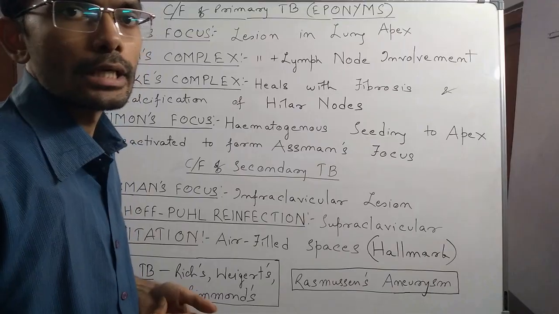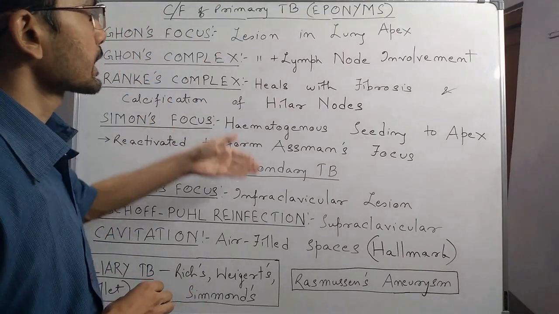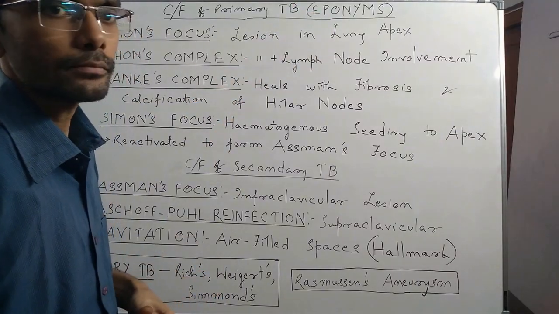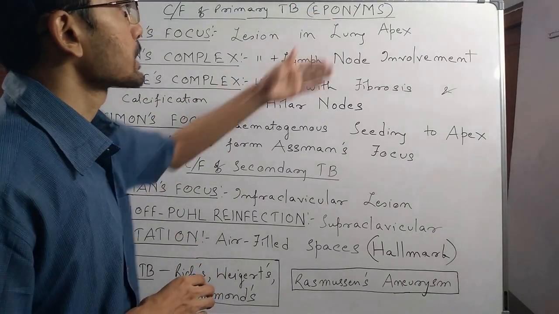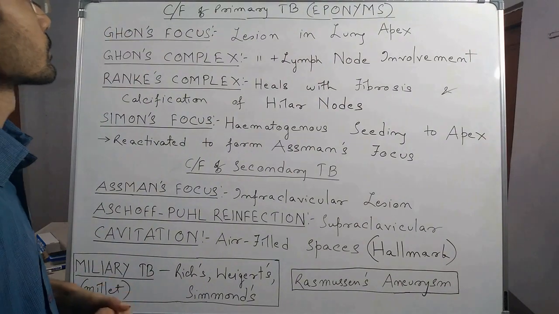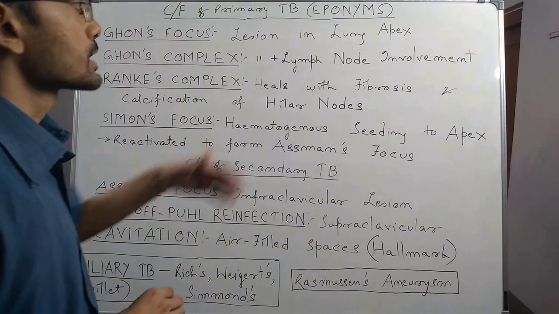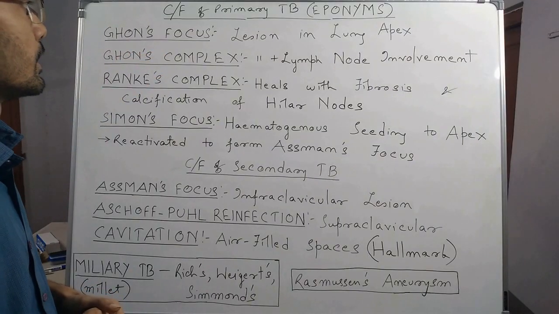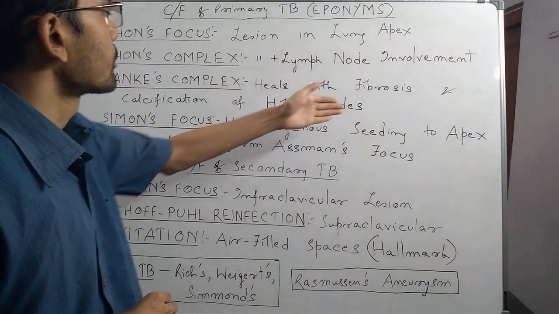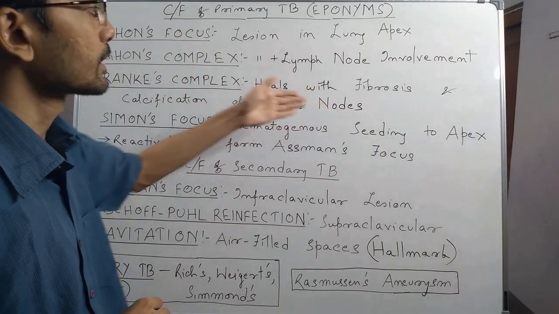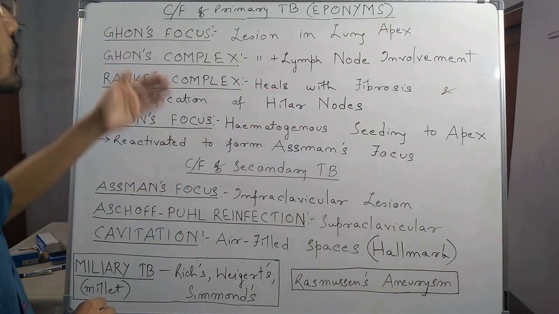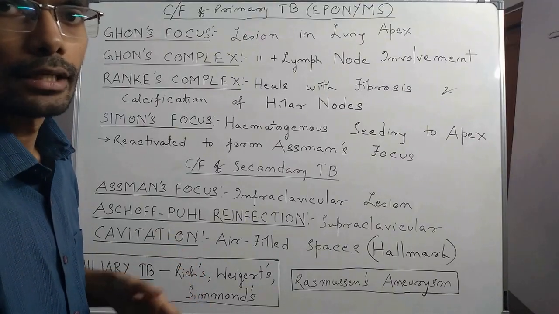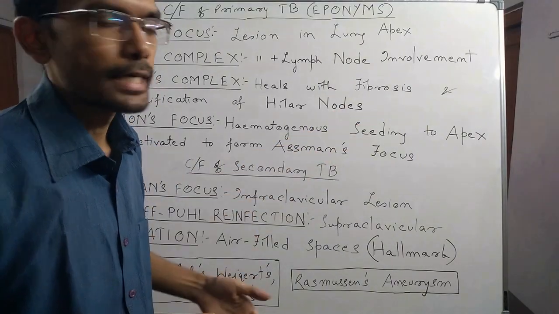We can now proceed to understand the clinical features of primary and secondary tuberculosis, and we shall do so in the form of eponyms. A caseation at the apex of the lung is known as Ghon's focus. And along with the Ghon's focus, if there is lymph node involvement, it's called a Ghon's complex. If a Ghon's complex heals with fibrosis and calcification of the lymph nodes near the hilum of the lung, it's known as Ranke's complex.